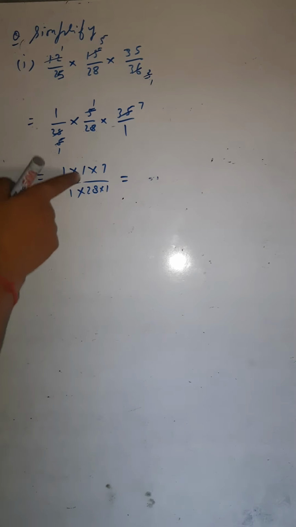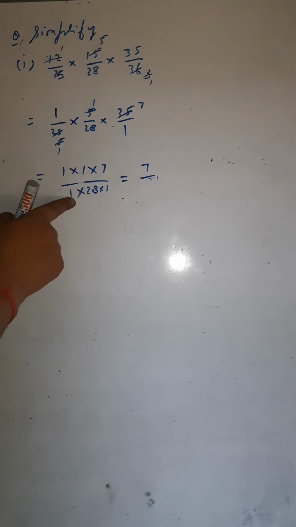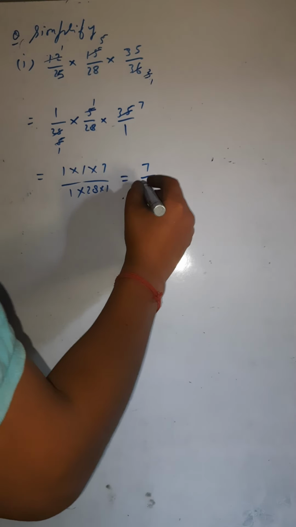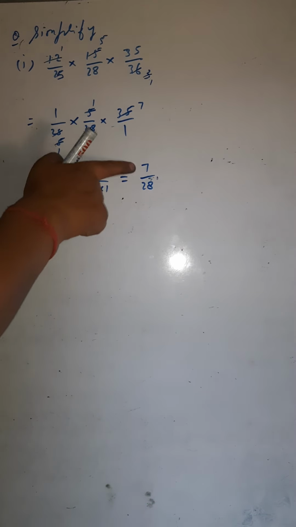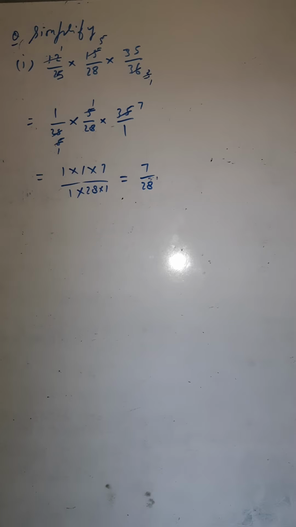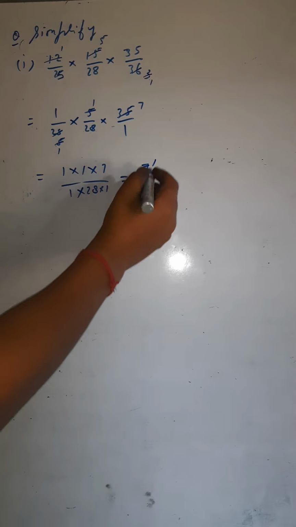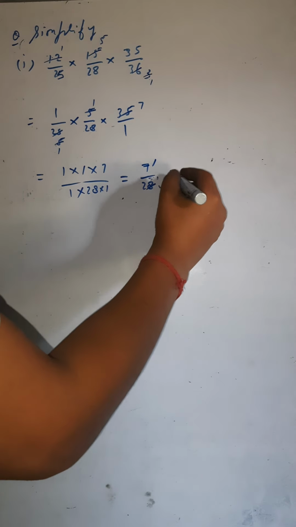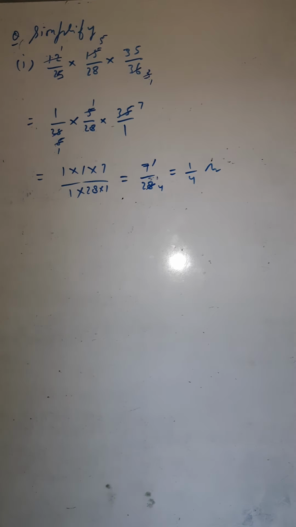So answer would be how much? 7 1 ja 7 and 7 1 ja 7. So answer would be 7 by 28, 1 ja 28. Now still you can cut 7 and 28 also. Yes or not? Both of the digits are divisible by 7. So 7 1 ja 7 and 7 4 ja 28. So answer would be 1 by 4. Okay. So this is how you would simplify the question.